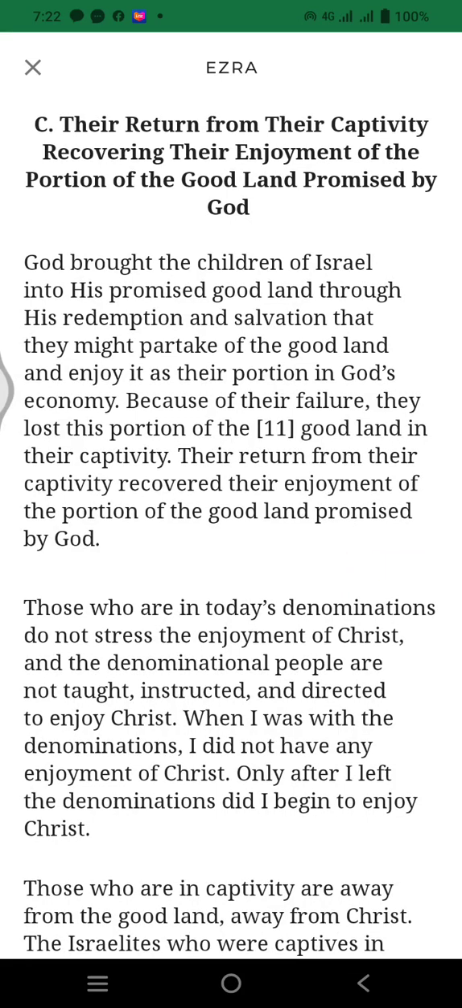Their return from their captivity recovered their enjoyment of the portion of the good land promised by God. God brought the children of Israel into his promised good land through his redemption and salvation, that they might partake of the good land and enjoy it as their portion in God's economy. Because of their failure, they lost this portion of the good land in their captivity. Their return from their captivity recovered their enjoyment of the portion of the good land promised by God.